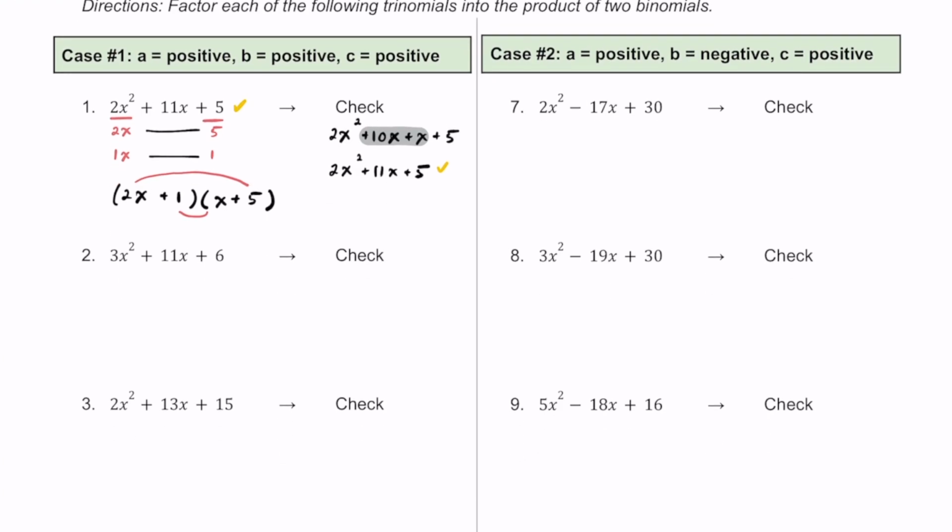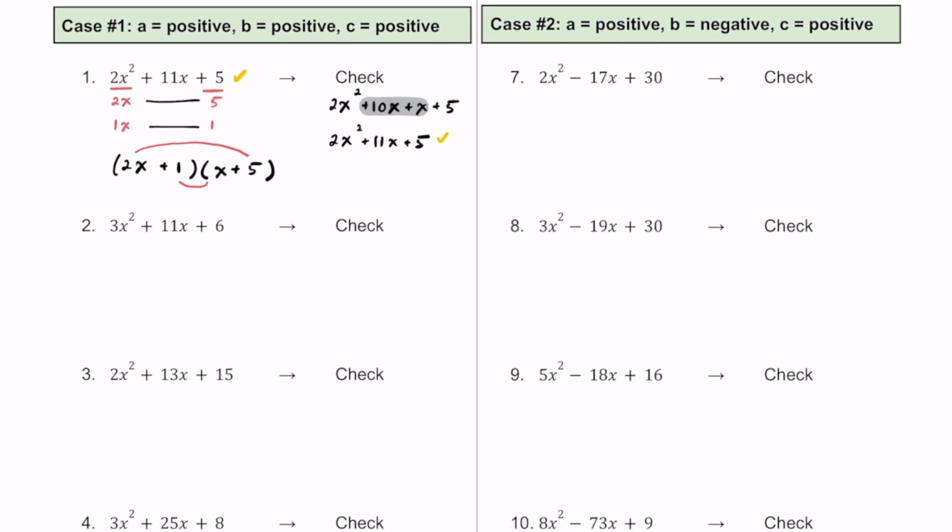Here is number 2. For number 2, we have 3x squared plus 11x plus 6. Let's take a look at this 3x squared first. Now 3 is prime, so this should make that one easier. It's going to be 3x and 1x. That multiplies to get 3x squared. Now 6 is composite, so we really could have 3 and 2, or 6 and 1. I generally try to choose the numbers that are closer together first, so I'm going to try 3 and 2.